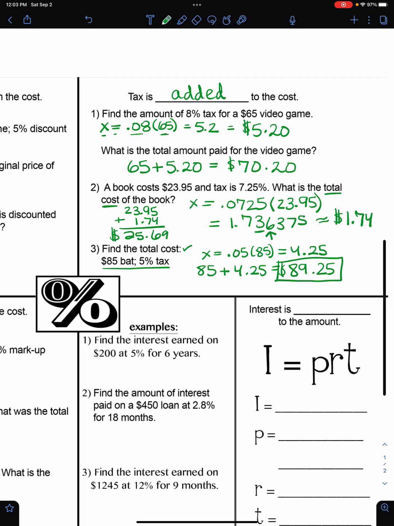All right, to recap, for tax, we're going to multiply the percent times the price. Make sure the percent is in decimal form. Anytime you take the percent sign off, you need to move the decimal 2 places to the left because you're dividing by 100. And then you're going to multiply that by the price. And if it asks for the total cost, you're going to add that on to the price.